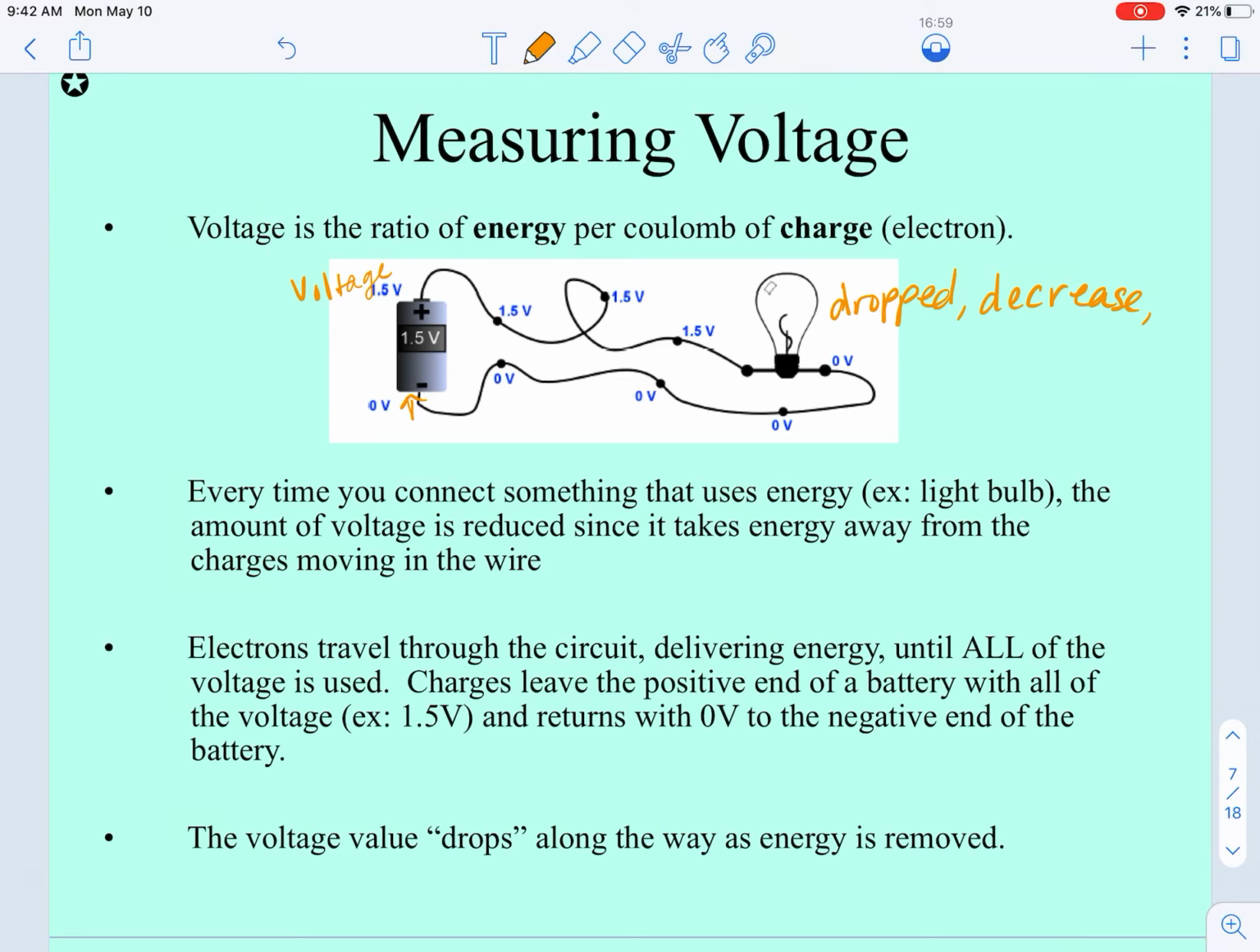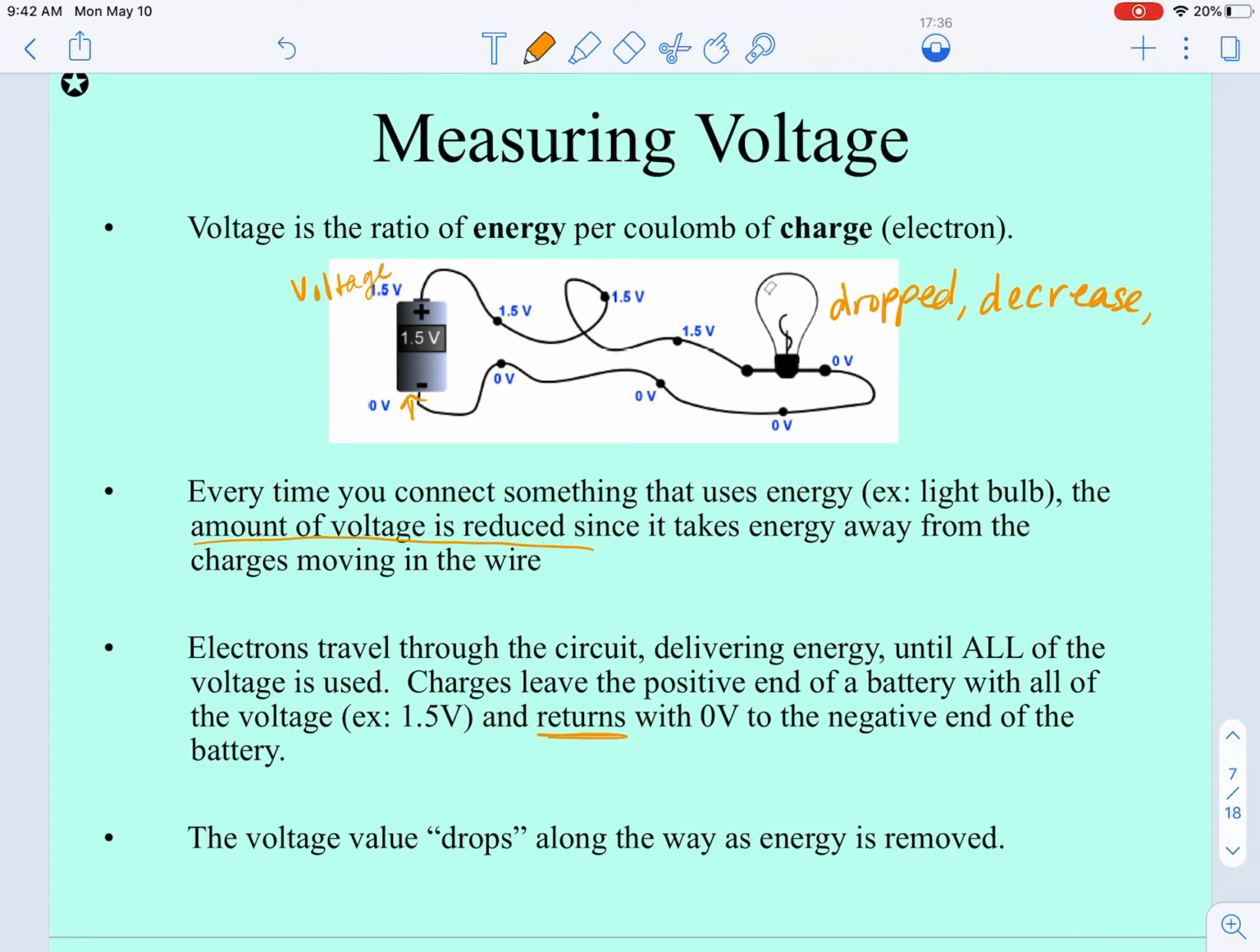So it's saying here that every time you connect something that uses energy, whether this had 1 light bulb or 5 light bulbs, or maybe this was a toaster and a microwave, whatever those electrical devices are, they are going to use some of that energy. So the amount of voltage is reduced by each of those devices. We have all of our voltage available coming out of the positive end, or the high voltage end of the battery. We have nothing left coming back to the negative end.